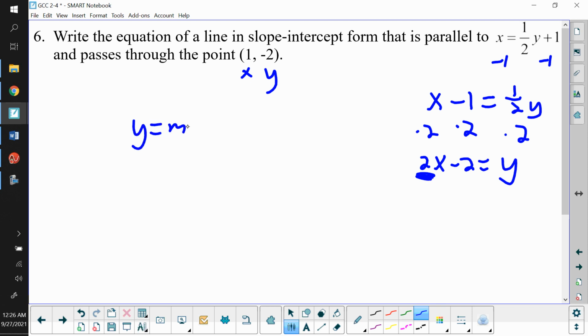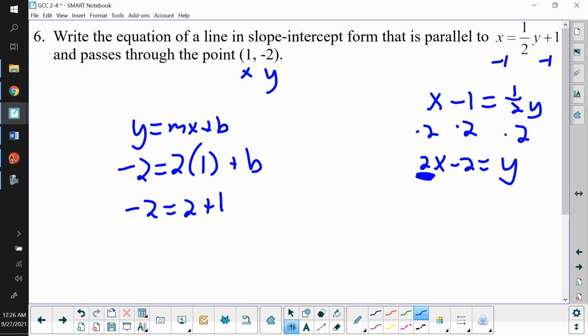So y equals mx plus b. We'll put in our y of negative 2 equals our slope of 2 times our x of 1, and we'll use that to solve for b. We'll have negative 2 equals 2 plus b. Subtract the 2 over, you get negative 4 equals b. But don't stop there, because we want to still write the equation. So y equals, we know our slope was 2, x, and then you got minus 4.